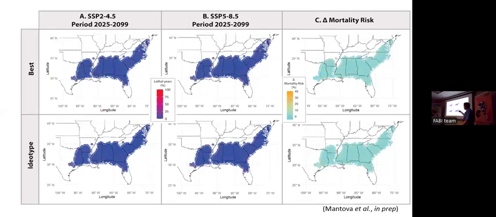When we look at the best provenance from a climate resilience standpoint, we see 0% of lethal years between now and the end of the century. So there is some real potential for resilience already in the existing genetic combinations on the landscape.